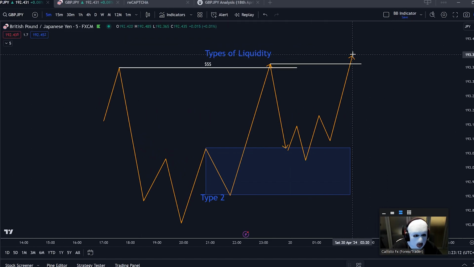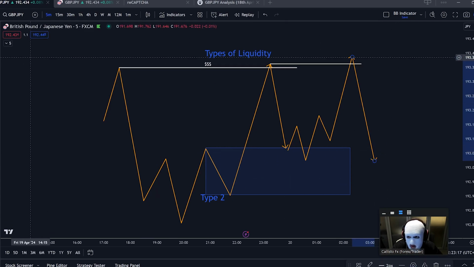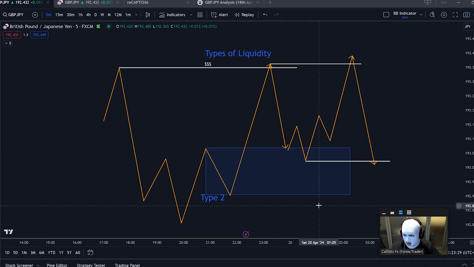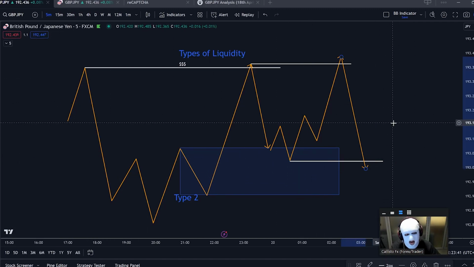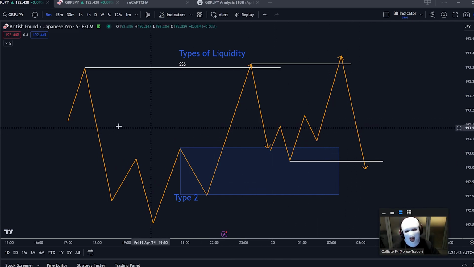Or it could do this, come down and break this low. And now when you break this low here, what do you have, ladies and gents? Okay, a change of character. Correct, it is a change of character, but also, what kind of liquidity is this? You guys are confused, right? Okay, this is considered your external liquidity. Why? This is your structural low, structural high. So this is your external liquidity.